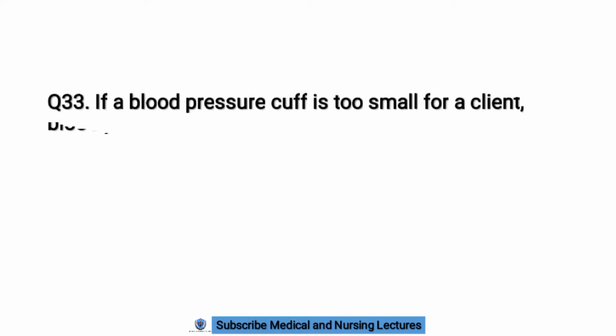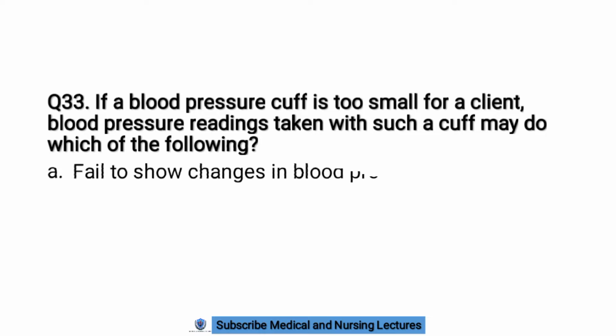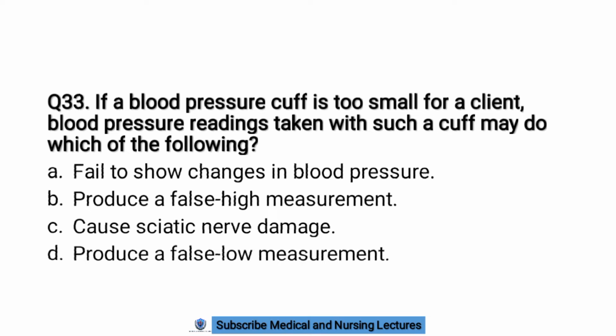Question number 33. If a blood pressure cuff is too small for a client, a blood pressure reading taken with such a cuff may do which of the following? Fail to show changes in blood pressure, produce a false high measurement, cause sciatic nerve damage, produce a false low measurement. So it produces a false high measurement. While measuring the patient's blood pressure, there should be an appropriate BP cuff size.